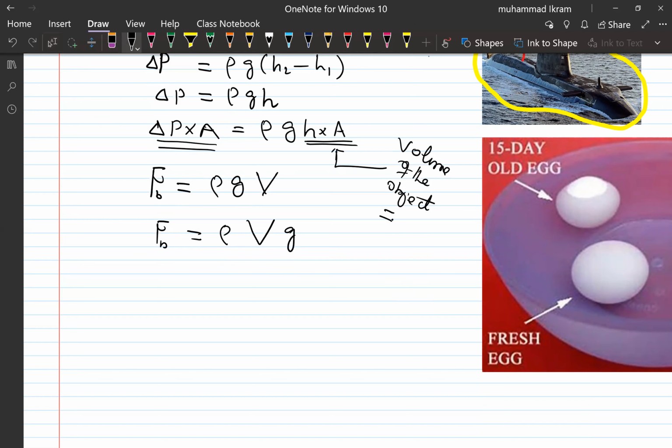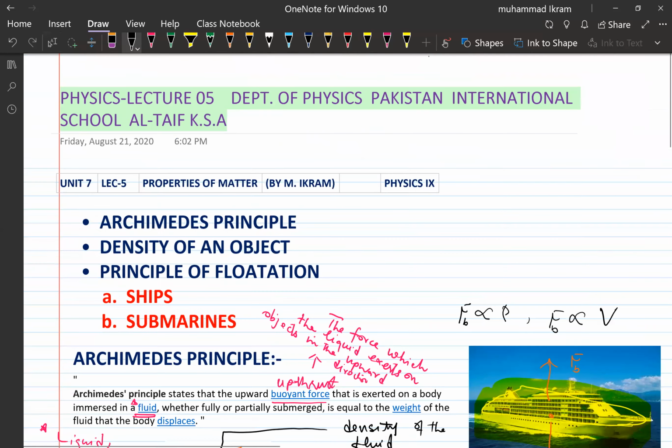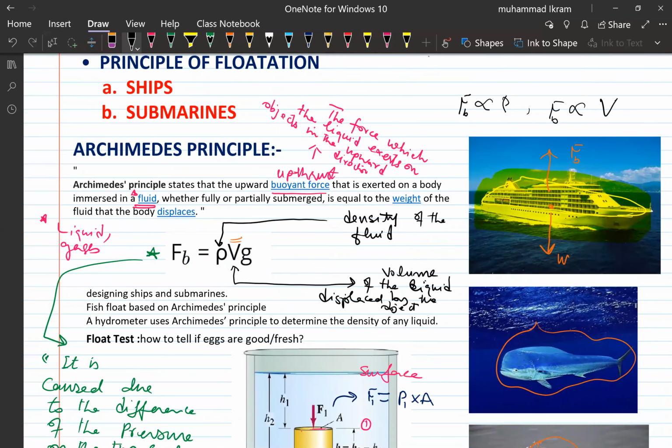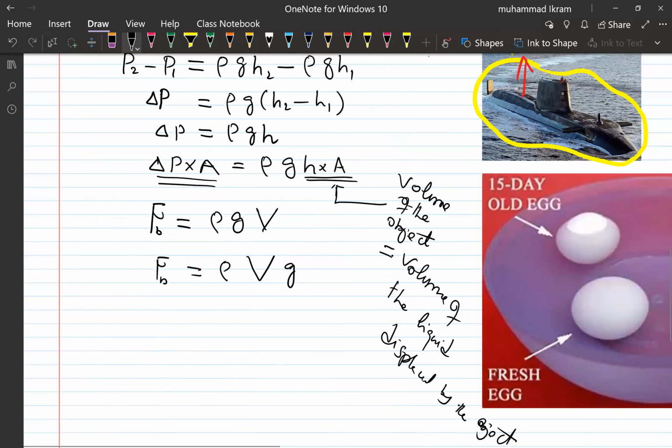This volume of the object will be equal to the volume of the liquid displaced by the object. So this is the volume of the water that is displaced by the object, the portion of the object which is in the water, right? For example, look at this here. That is the volume, this one. So you see, this will come out to be like this.